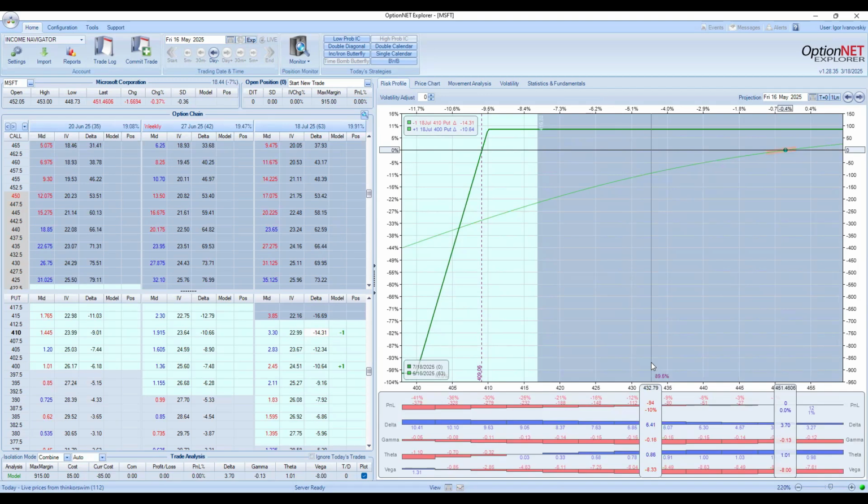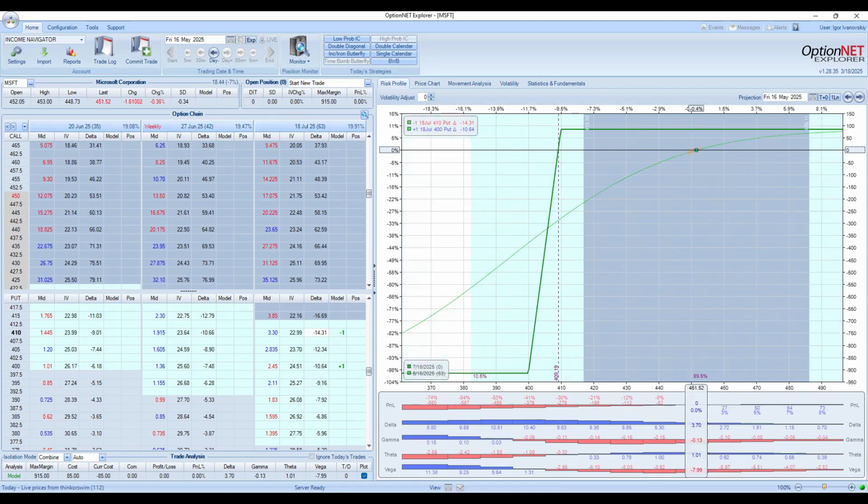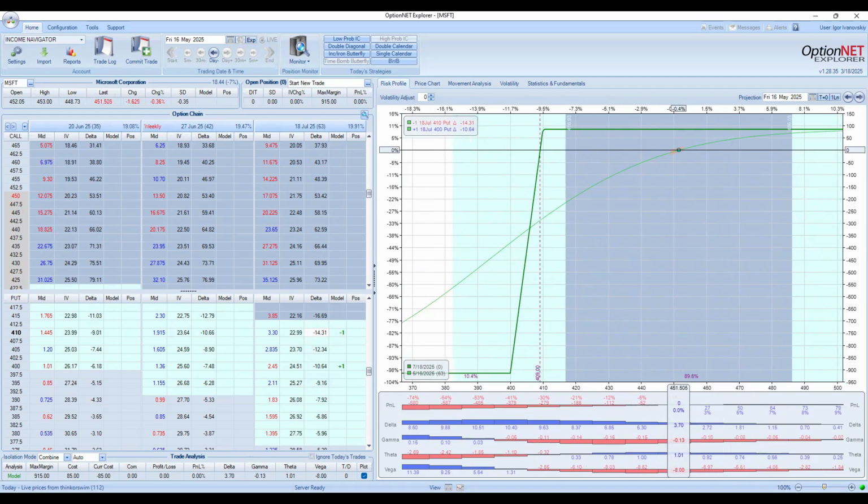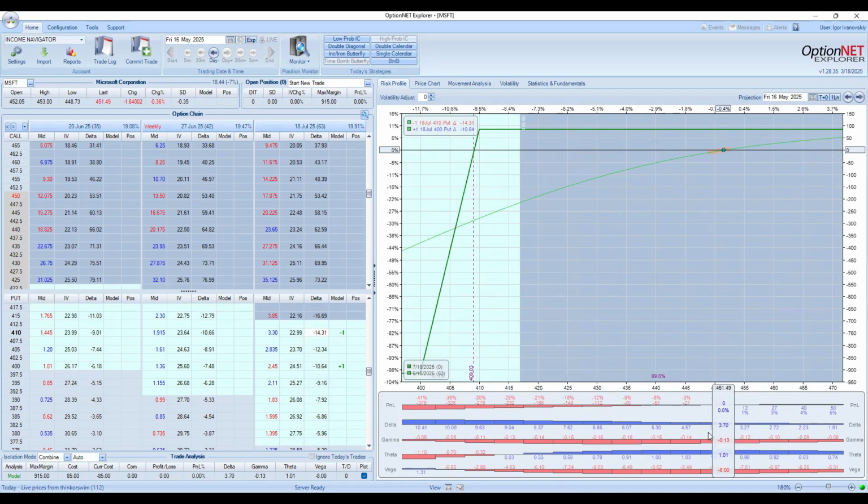Not a terrible trade setup, right? Let's just really quickly look at the Greeks. What does this position Greek tell us? Our delta is positive, right? So we're bullish on price outlook. If the stock goes down, this put credit spread is the equivalent of being long 3.7 shares of Microsoft.